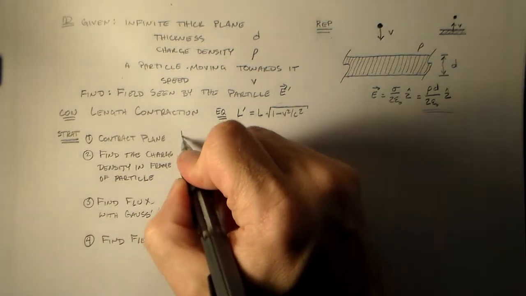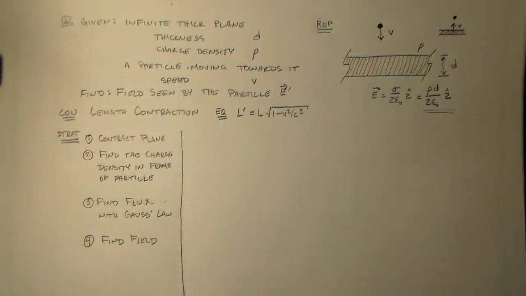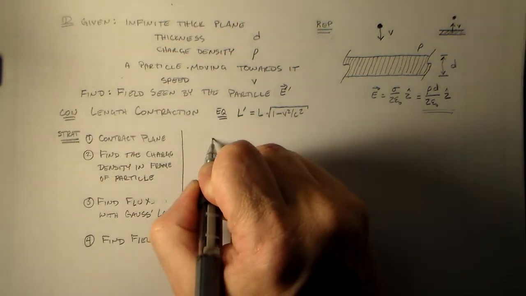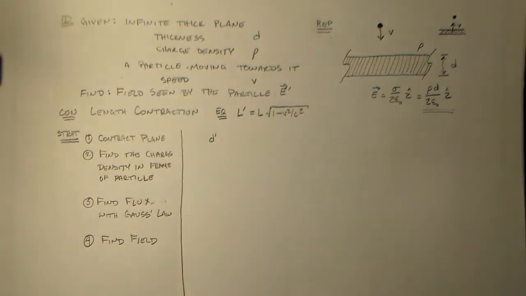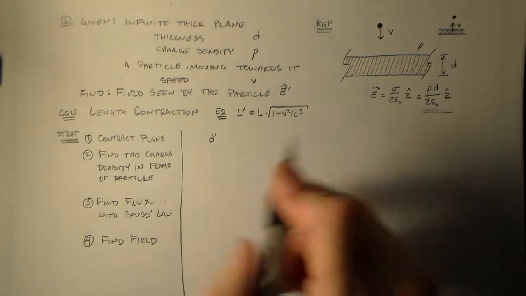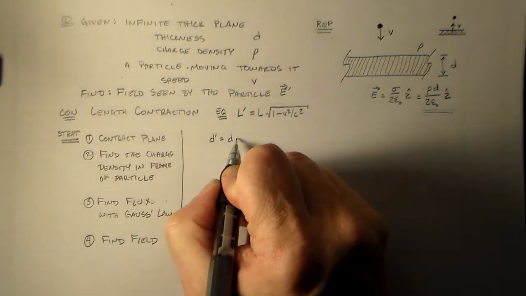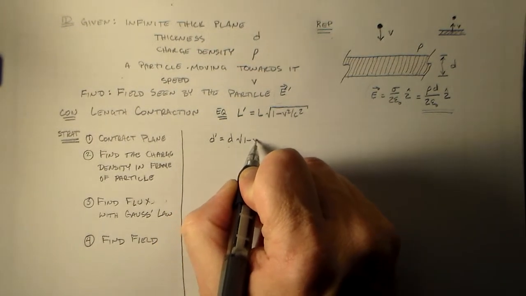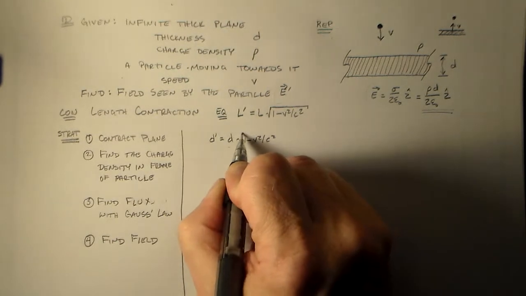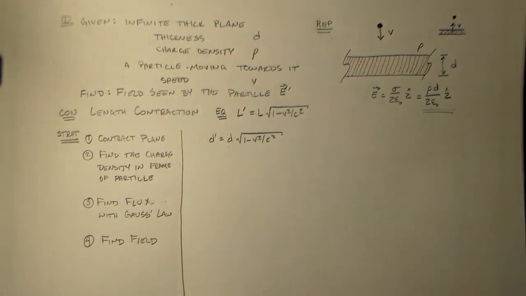That should be pretty reasonable. So it's all pretty direct. I mean, this is a rather direct problem. I think you can see where we're going to go. So, first we want to find this d prime, right? But we know the d, and then we have this square root of 1 minus v squared over c squared, and we're actually done. That's all we need to do in that step.